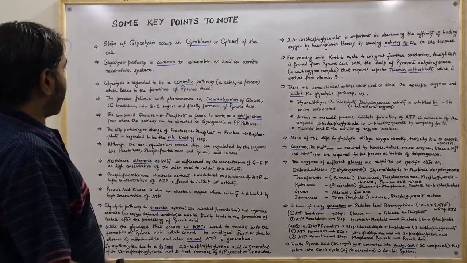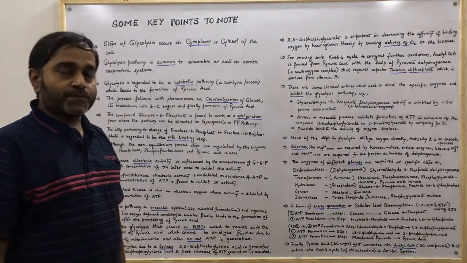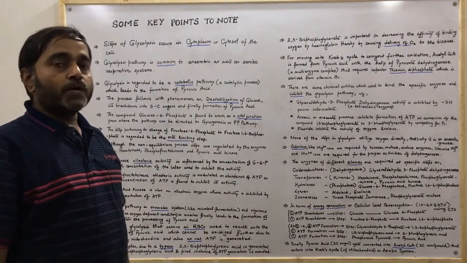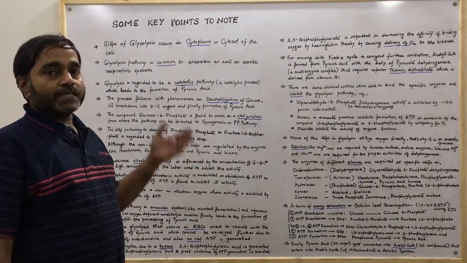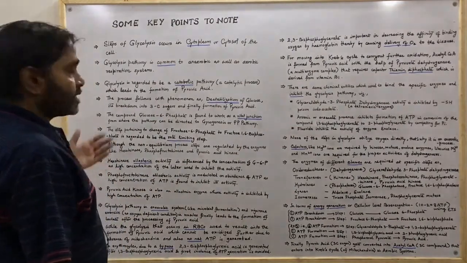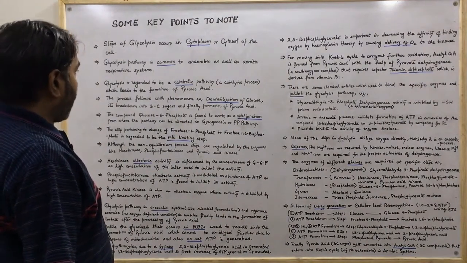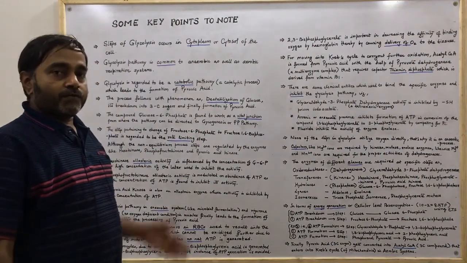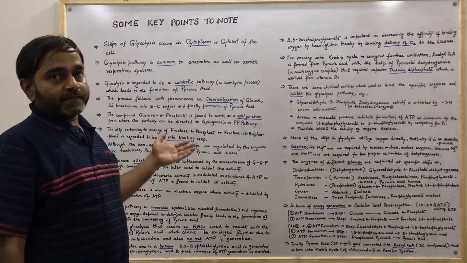The glycolysis pathway is common to anaerobic as well as aerobic respiration systems, because we have seen that glycolysis occurs in microorganisms like bacteria, and it also occurs in the higher forms, that is plants and animals, that have aerobic respiration. And what is the third point? Glycolysis is regarded as a catabolic pathway which leads to the formation of pyruvic acid. We already know that pyruvic acid is formed at the end of glycolysis. So that is written here.